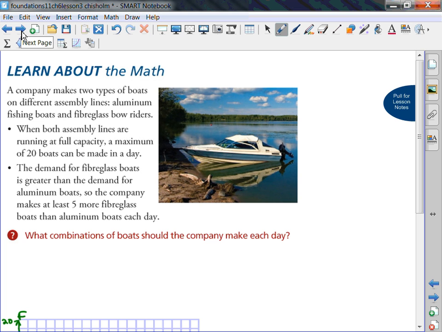Learn about the math. A company makes two types of boats on different assembly lines, aluminum fishing boats and fiberglass bow riders. When both assembly lines are running at full capacity, a maximum of 20 boats can be made in a day. The demand for fiberglass boats is greater than the demand for aluminum boats, so the company makes at least 5 more fiberglass boats than aluminum boats each day. When you go to solve these problems, there's going to be a series of steps that I want you to follow. Step 1 is to describe the variables.